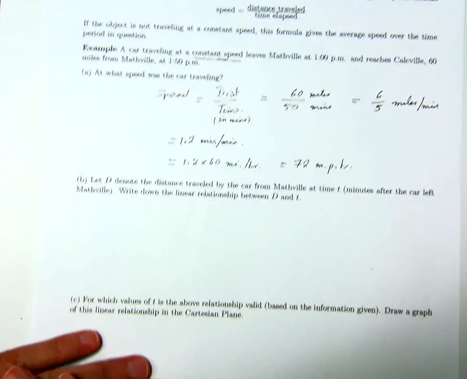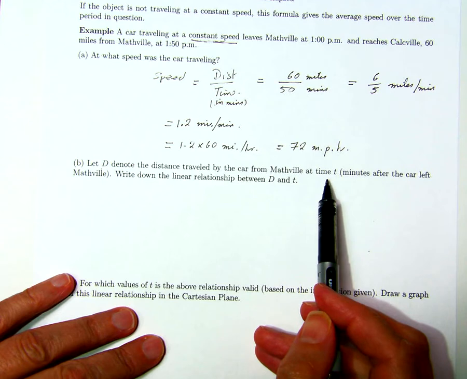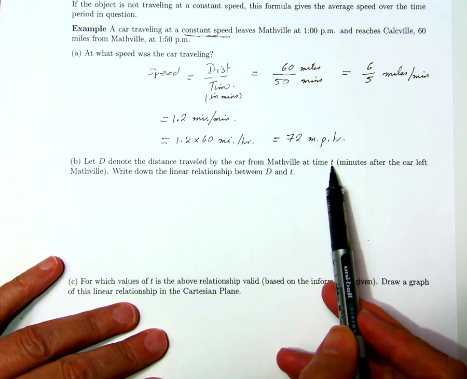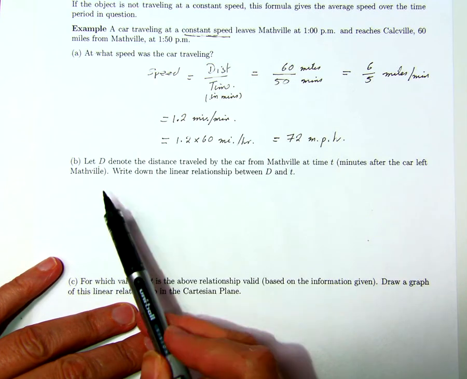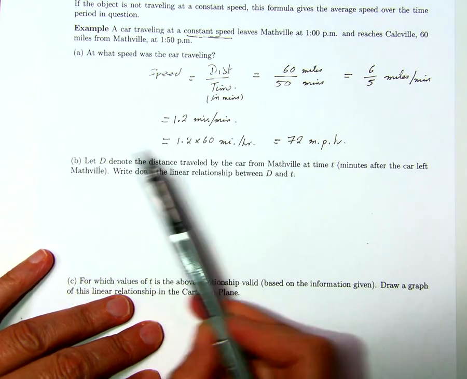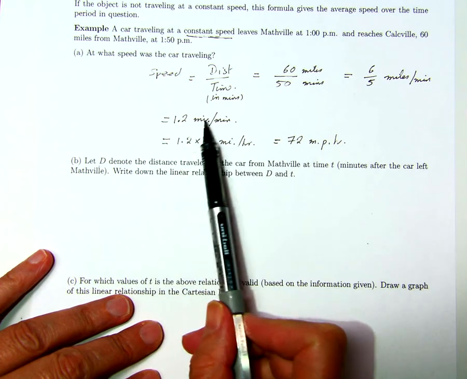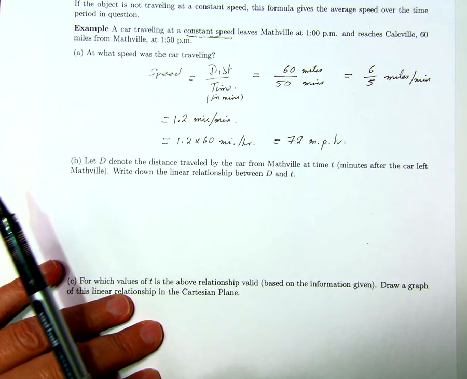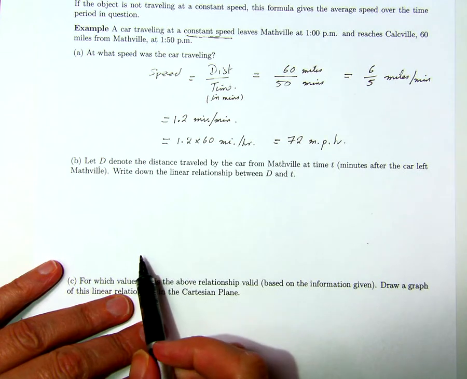Let d be the distance traveled by the car from Mathville at time t. Now the value of d is going to depend on what the time t is, where t is t minutes after the car left Mathville. So 1 minute after the car left Mathville, it had traveled 1.2 miles, 2 minutes 2.4 miles, 10 minutes it had traveled 12 miles. Write down the linear relationship between d and t.